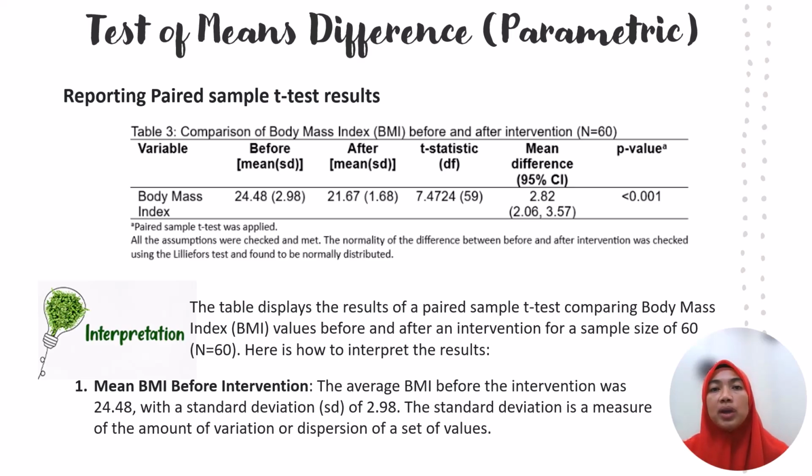So the next one, we need to interpret the result based on Table number 3. So the table displays the result of a paired sample t-test comparing body mass index, BMI, values before and after an intervention for a sample of 60. Right? N is equal to 60, and another interpretation based on the first one is the mean before intervention. Right? So you can interpret the details about the mean before intervention. Alright, so this is the first one. You explain in detail about the mean BMI before intervention.